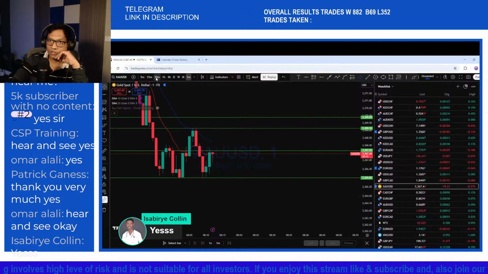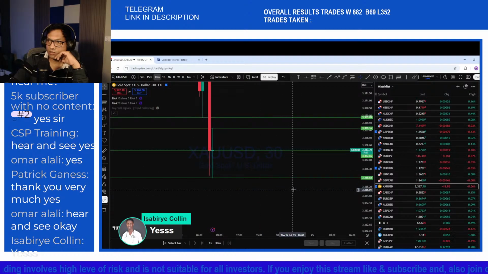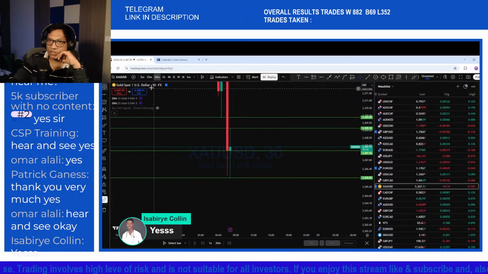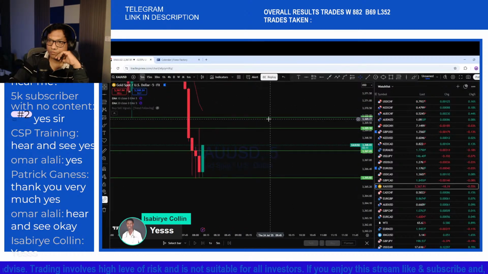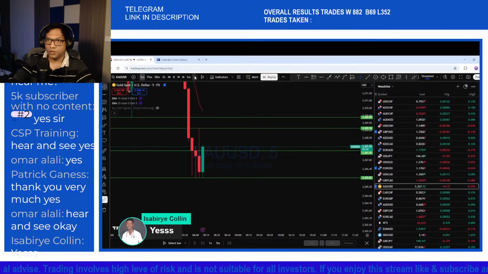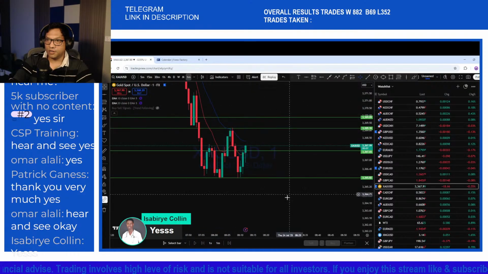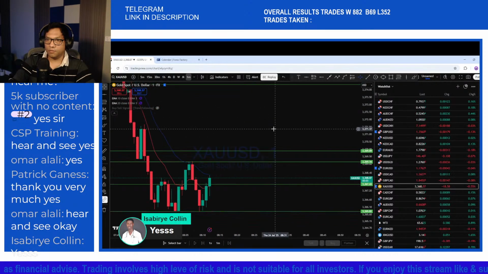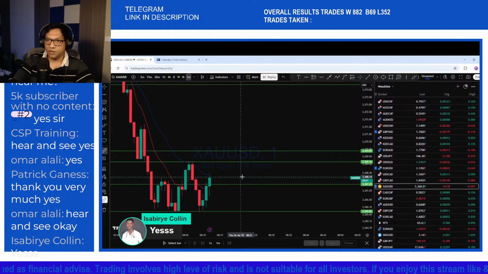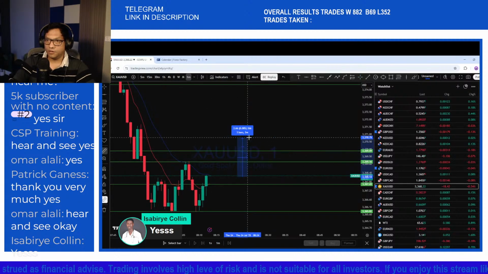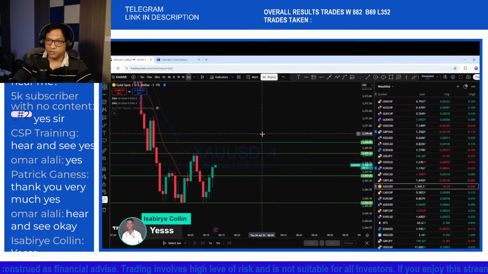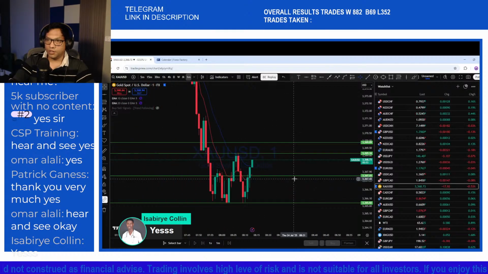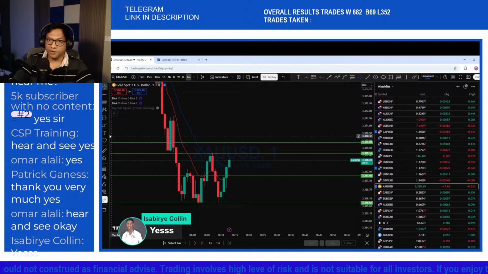Alright, so I'm waiting to see that it's getting a rejection to the upside again. Alright, so it's possibly going to hit that fair value gap. And let's see how many pips here. 15 pips. Right, so it's trying to bounce back up. Okay, and going back up here.